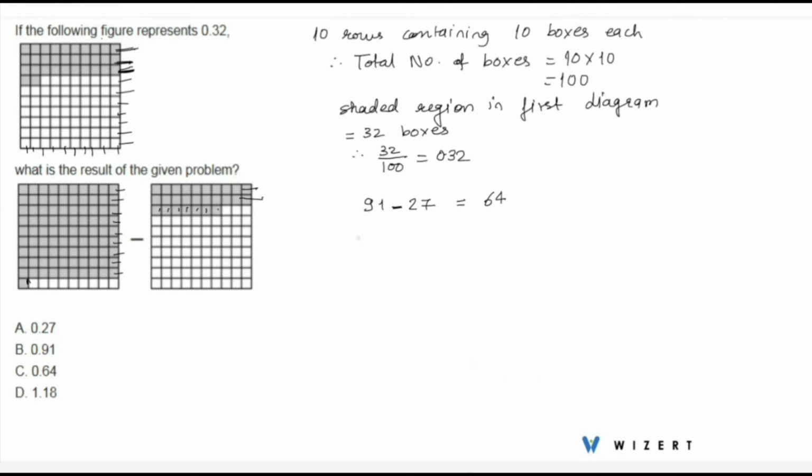So this subtraction represents, that's equal to 64 divided by 100, which is equal to 0.64. So answer is option C.